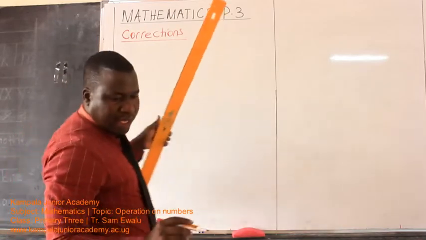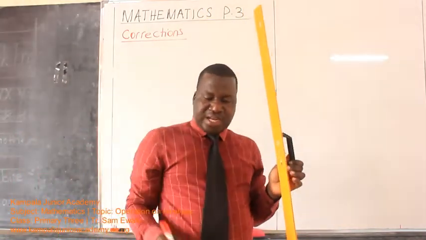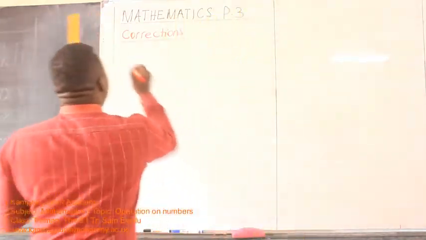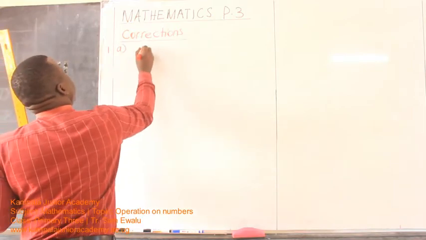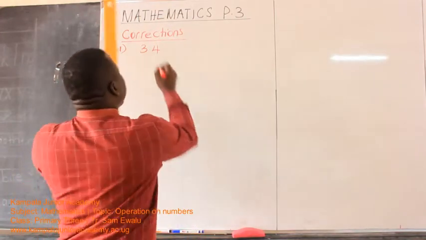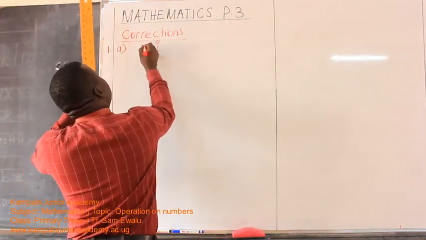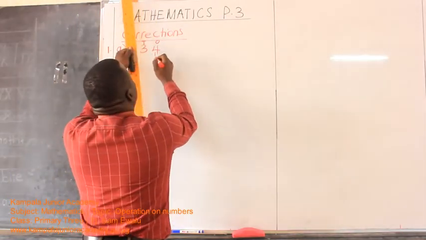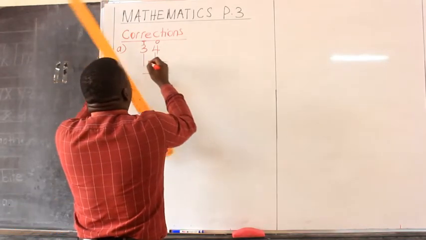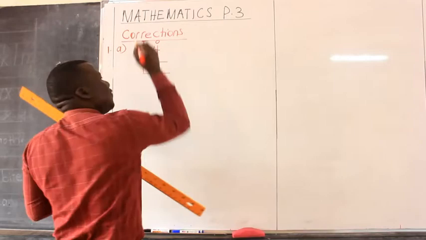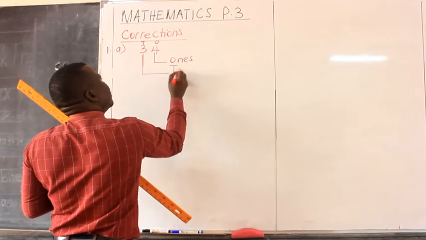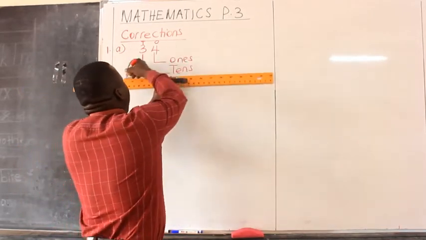In our number one, it was saying write the place value of each of the digits in the number. Number one, part A, the number was 34. So write the place value of each digit. We have ones and tens. Digit 4 is under ones. Digit 3 is under tens. And that was number one, part A.